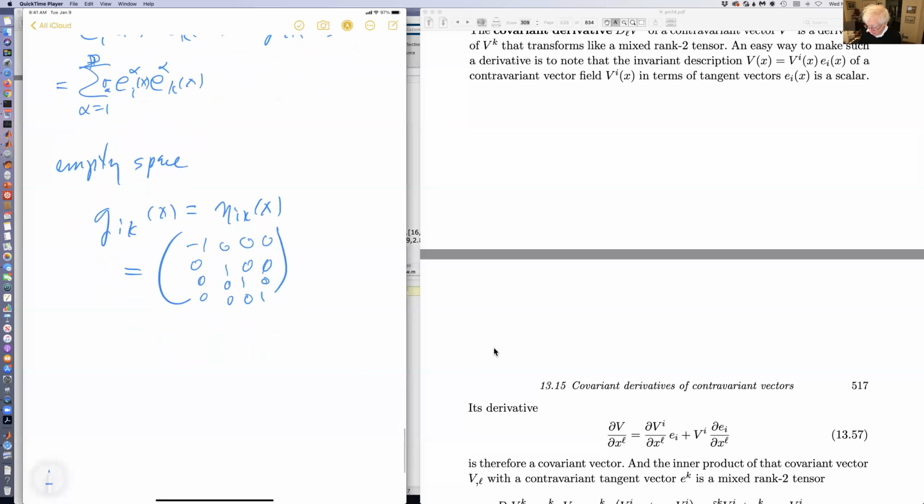Of course, actually, if we want to do cosmology, then we would put a little a here, a of t.